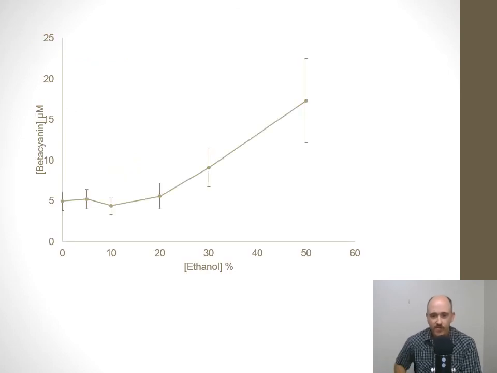Here's an example of what a graph might look like, okay? I just want to show you this. So you have ethanol concentration on one axis and beta-cyanin concentration on the other. Please use proper units. So use the micro symbol for micromolar. You have to go to symbol insert in Word and hunt for it and find it.